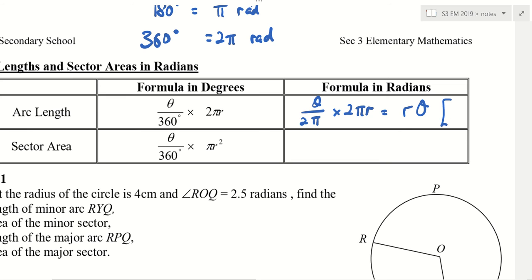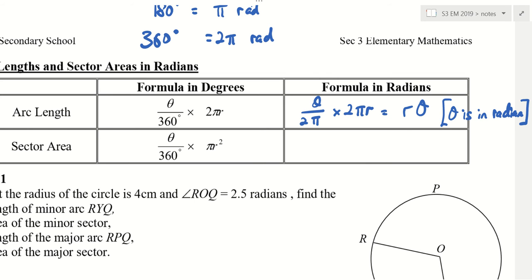Okay. Can you put a square bracket there? Theta is in radian. Do you see the thing that can cancel? Do you see the cancelling taking place? 2 pi and 2 pi cancel, right? So left what? r and theta. And what does it mean? r and theta, the theta must be in radian. Simple? So the formula becomes simpler.